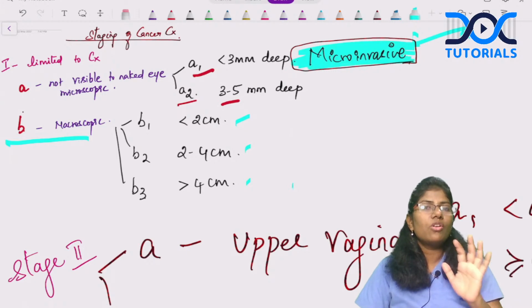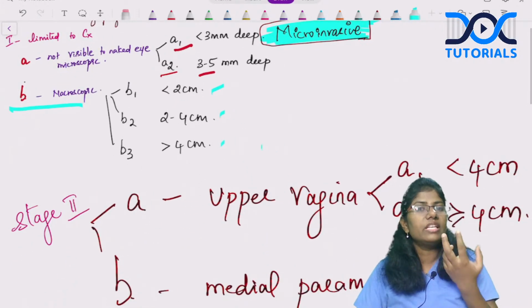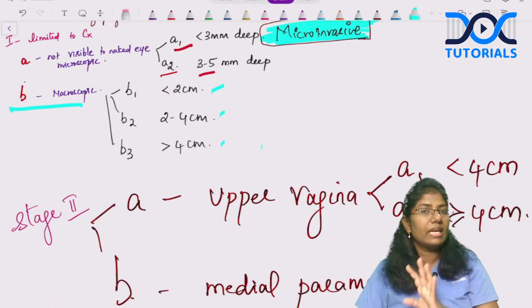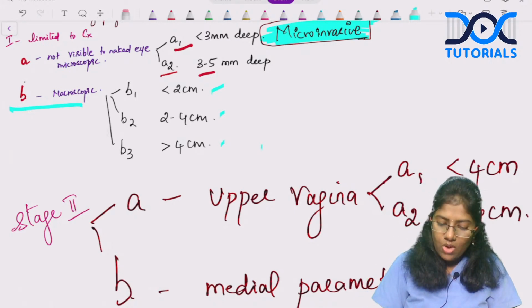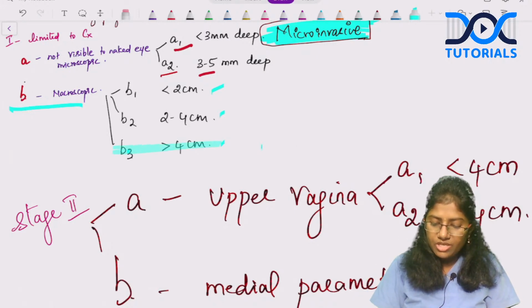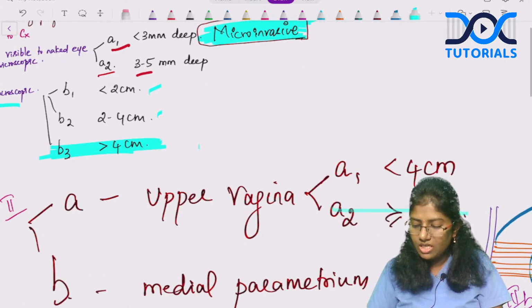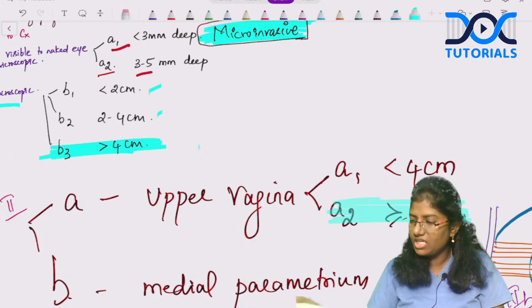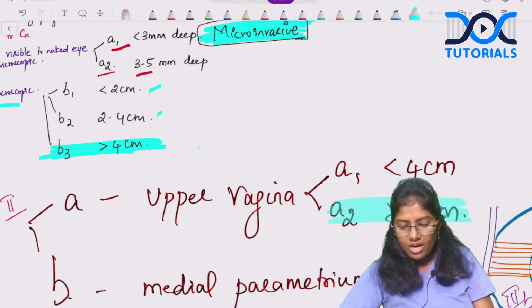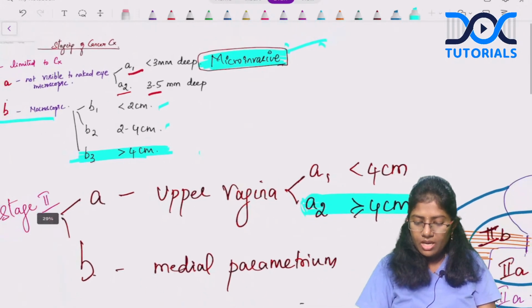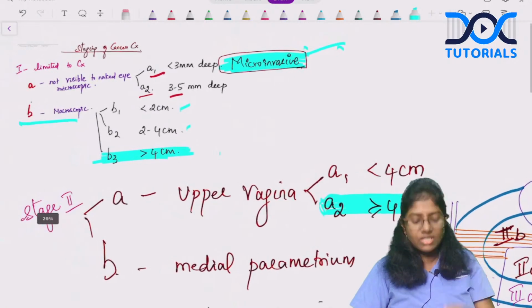Guys, next, what all stages are there where the patient measures more than 4 centimeter? That again is the next MCQ. 1B3 measures more than 4 centimeter, and 2A2 measures more than 4 centimeter. There are two stages measuring more than 4 centimeter. What are they? 1B3 and 2A2.